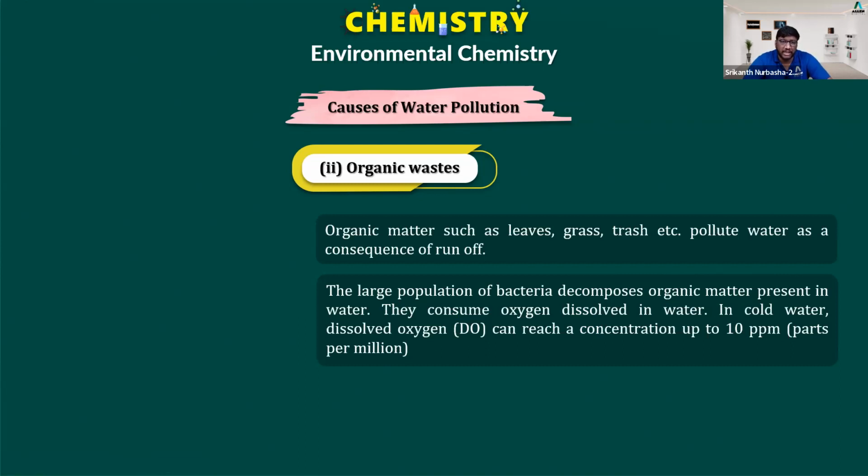So this is actually happening again. Organic waste such as leaves, grass, trash, they are also going to pollute the water. Similar to the pathogens, bacteria and viruses make a greater contribution to water pollution. The second type is organic wastes, and they also contribute to the pollution of water. And we can have different chemical pollutants, and eutrophication can also happen.